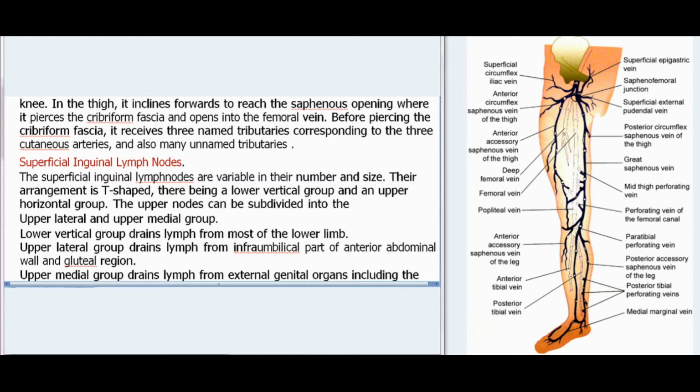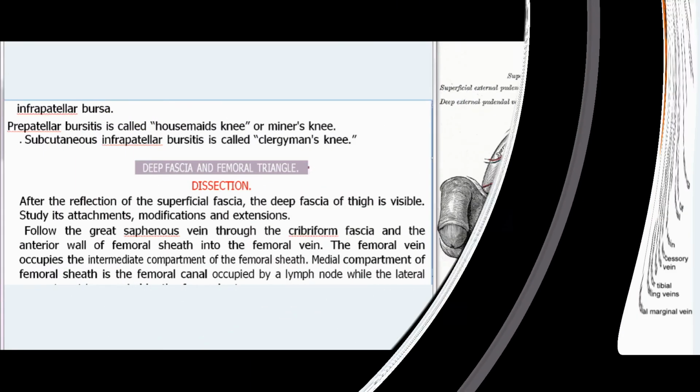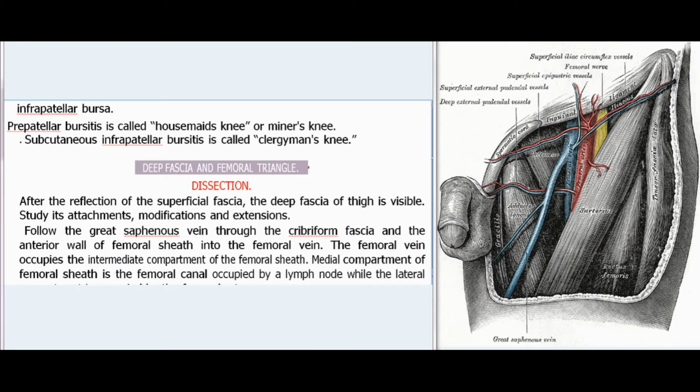The lower vertical group drains lymph from most of the lower limb. The upper lateral group drains lymph from the infra-umbilical part of the anterior abdominal wall and gluteal region. The upper medial group drains lymph from the external genital organs including the terminal ends of the urethra, anal canal, and vagina.